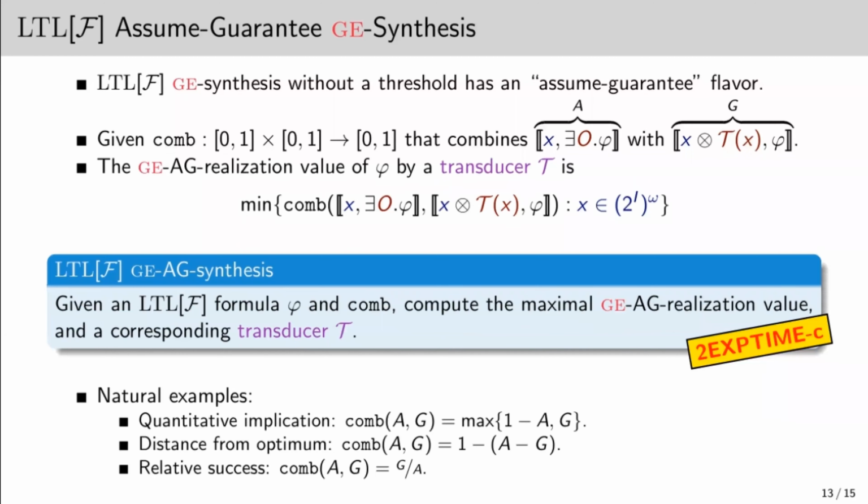Some natural examples of the function comb are a quantitative version of implication, taking the maximum between the negation of the assumptions and the guarantees. This means that a high value is attained if either the guarantees are high or the assumptions are low. Another example is 1 minus the difference between the assumptions and guarantees, which measures how close the guarantee is to the assumption. In our case, how close we are to matching the hopefulness. And finally, we can measure the relative success using the ratio of the guarantee and the assumptions.